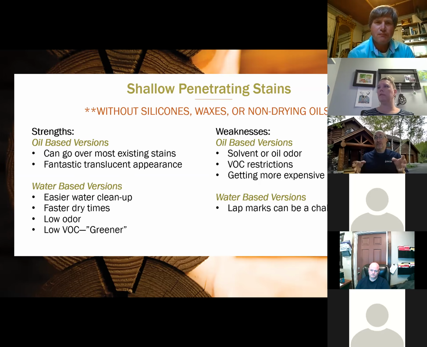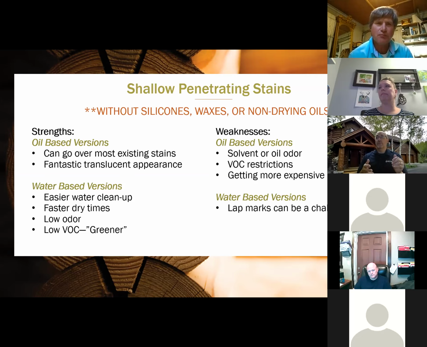These shallow penetrating stains do come in two different versions. On the one side, you have the solvent-based version, and those are great for their ability to go over almost any other stain out there. On a restoration job, it's easy to go over all kinds of different products if you have to with an oil-based product. Those are the only ones also that give you that really good oil-based look. If you think about the beauty of oil-based stains on wood, I call it like a stained glass window effect, right? You only get that with those oils.